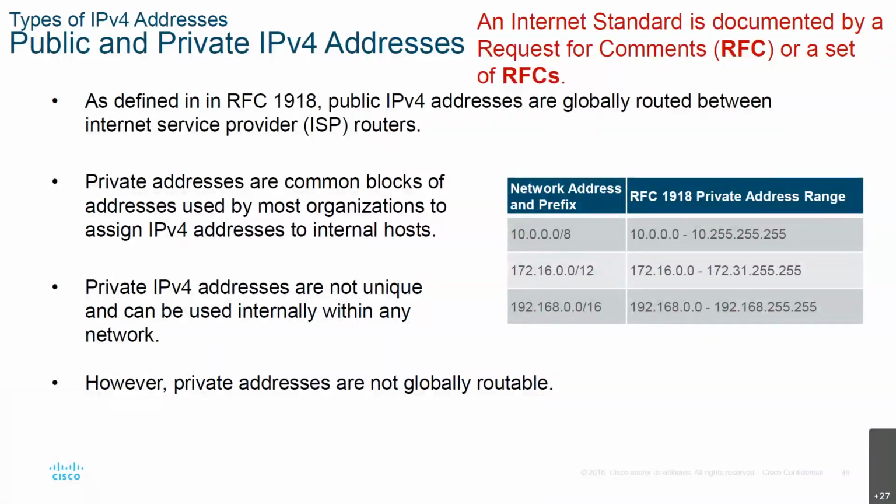As per Internet Request for Comments 1918, public IPv4 addresses are globally routed between ISPs. Now public IP addresses, as you know, we are running out of. We have a series of 4 billion public addresses, the exact number I'm not so sure, and we are running out of it. That's why we came out with new solutions. We came out with IPv6.